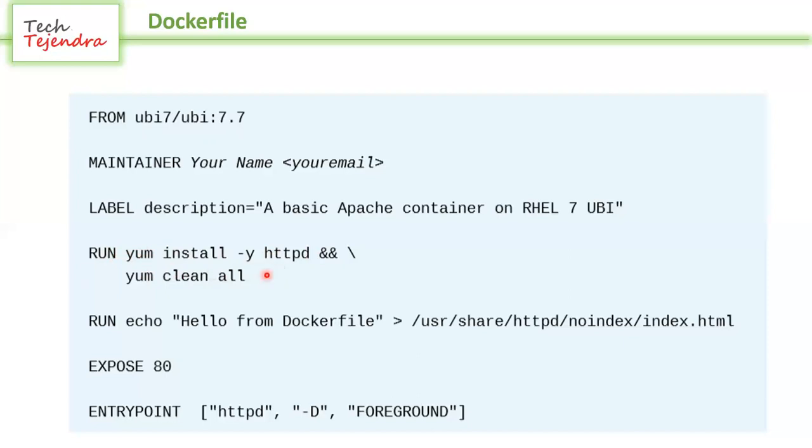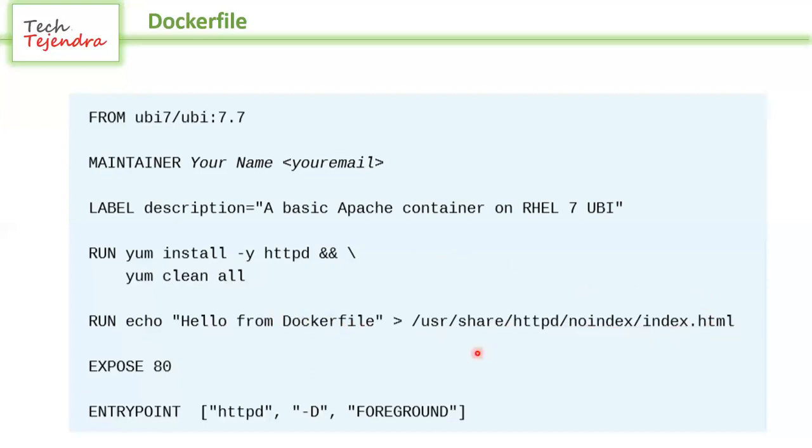That's why we need to minimize the layers. That's why we combine both the yum commands in a single RUN command. Then we have RUN echo hello. What it is doing is writing "hello from Docker file". That is the content it is placing into this directory inside your container.